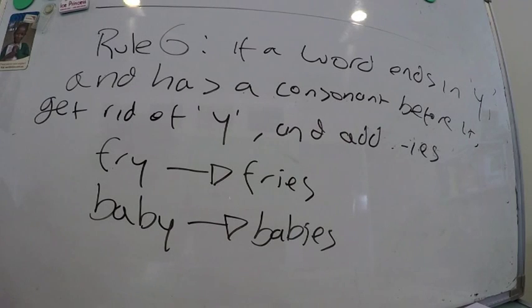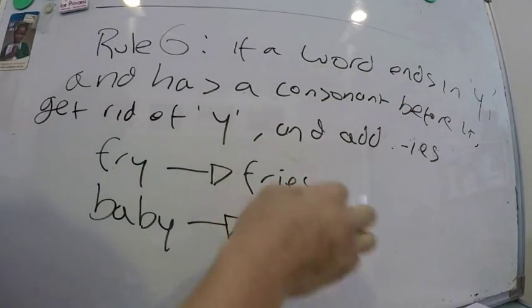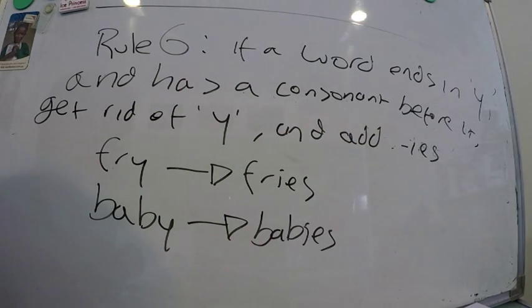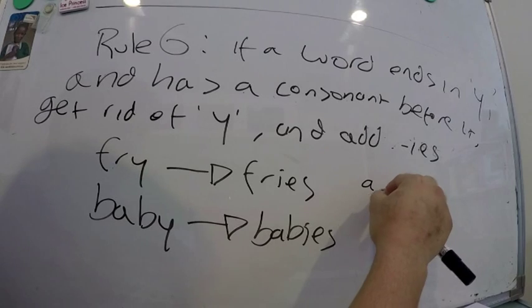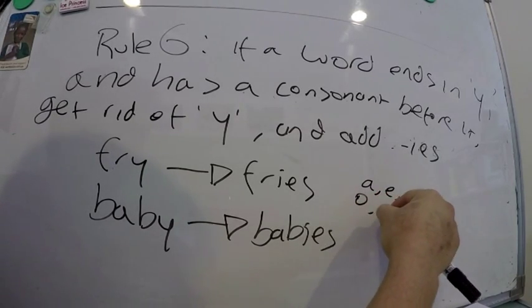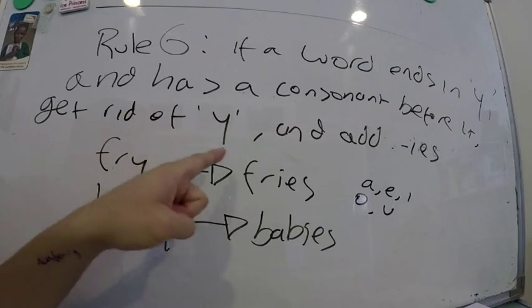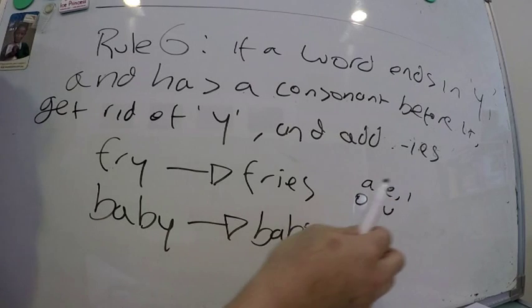Alright, and this is our last rule, rule number 6. If a word ends in Y, so the letter Y, a noun, and has a consonant before it. So do you know what a consonant is? A consonant is basically anything that's not a vowel. So if it's any other letter than A, E, I, O, U, that's a consonant. So if it has a consonant before the letter Y, you need to get rid of the Y and add IES. So you get rid of the Y completely and add IES.